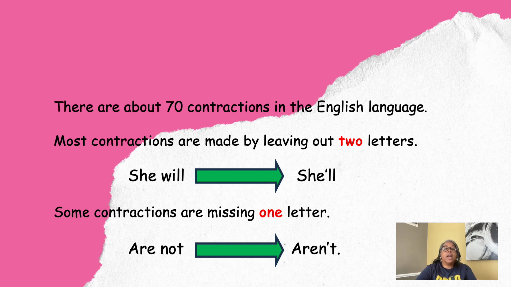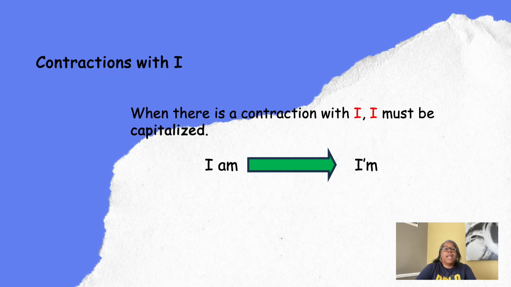So what we're going to talk about are some of the most common contractions that are used. Contractions with an I. When there is a contraction with I, it must be capitalized. I am became I'm. The apostrophe replaced the A.